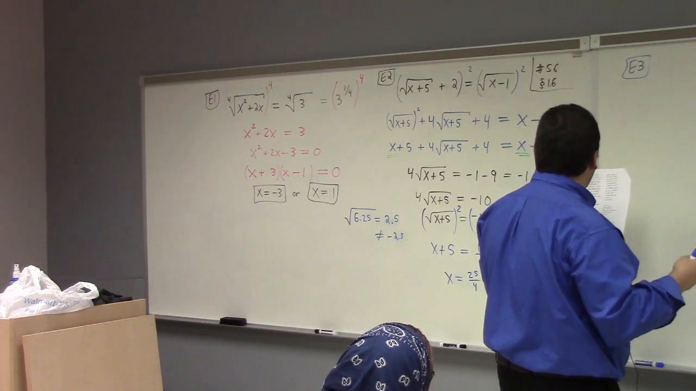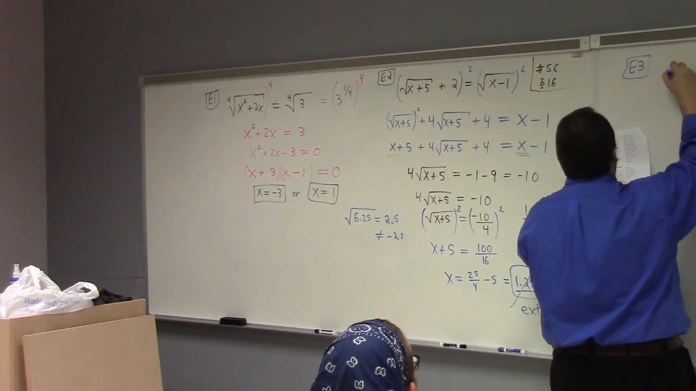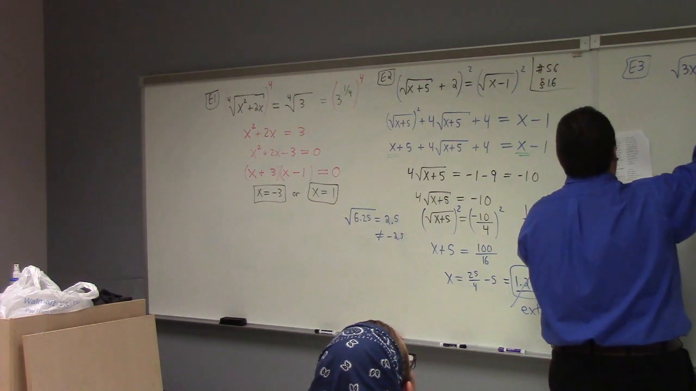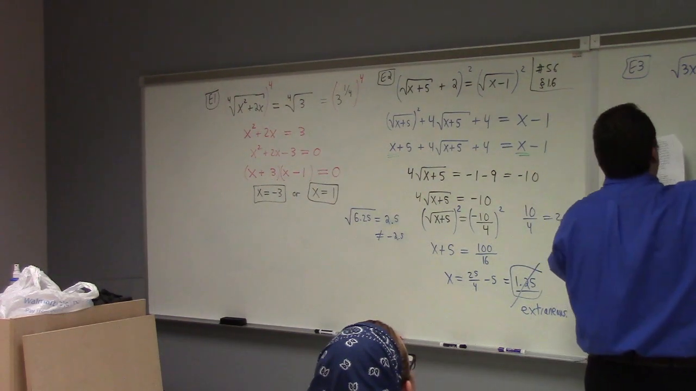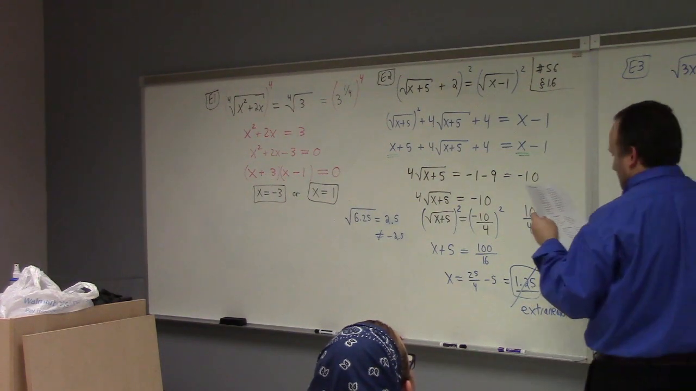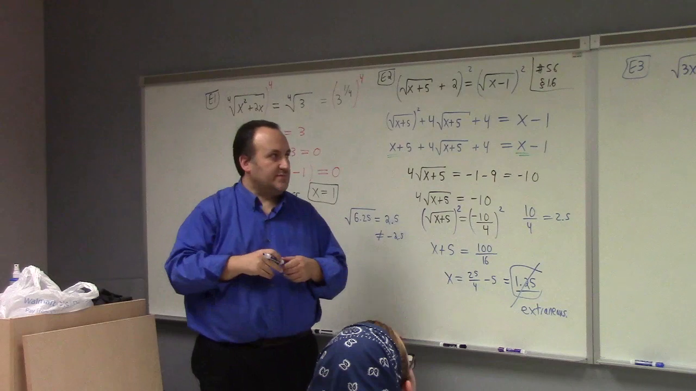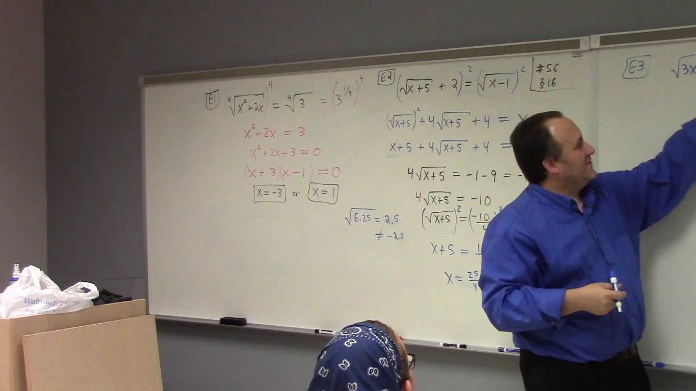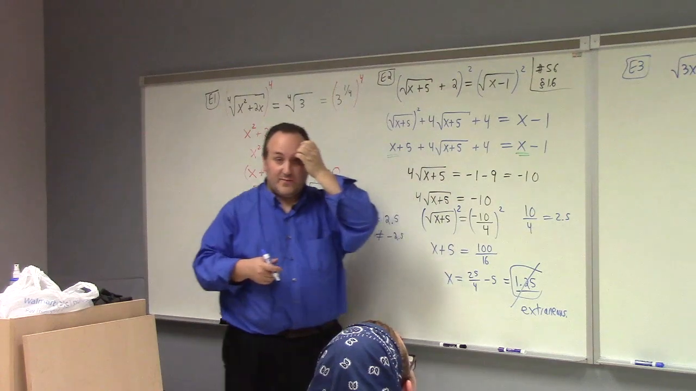Let's see here. Example 3. Let's try our hand at the square root of 3x minus the square root of 5x plus 1 equals minus 1. There we go. Can we solve this? No? Why not? I mean, it could be that this one is bigger than that one, so it gives us a net negative. It's not just one radical equal to a negative number.